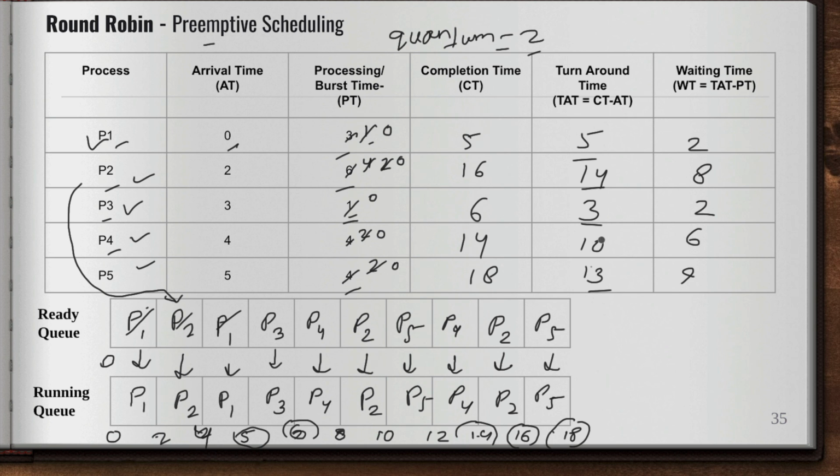Okay, so in the examination, it will ask you to calculate the average turnaround time. All you have to do is make a total of this: 5 plus 14 plus 3 plus 10 plus 13, and divide that by the number of processes. There are 5 processes. Whatever value comes out after calculating this becomes your average turnaround time. Similarly, you can calculate the average waiting time. So average waiting time becomes 2 plus 8 plus 2 plus 6 plus 9 divided by 5. That becomes your average waiting time.